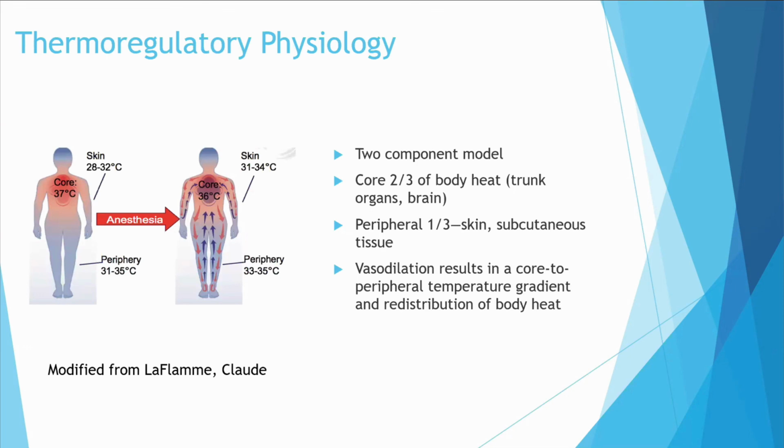The majority of the heat is in your core, 2/3 in the core and 1/3 in the periphery. But again, anesthesia results in vasodilatation, which then results in a shift of the temperature and increased heat loss.